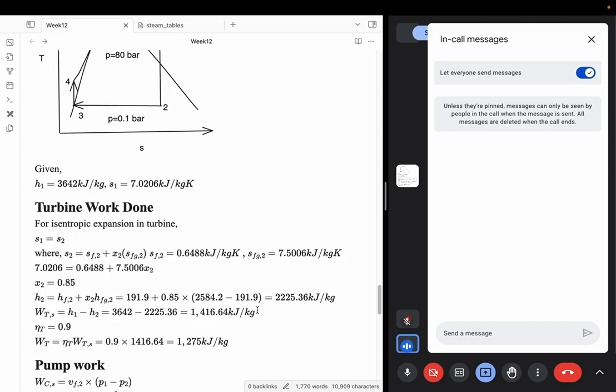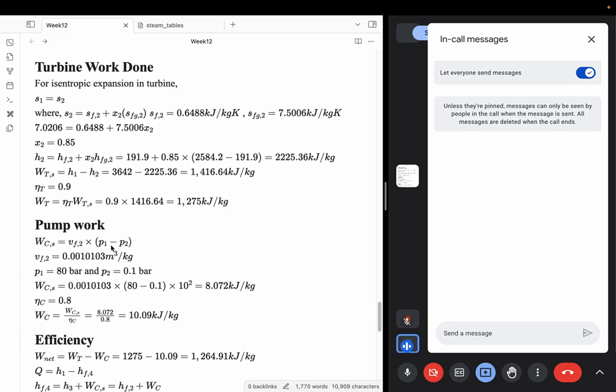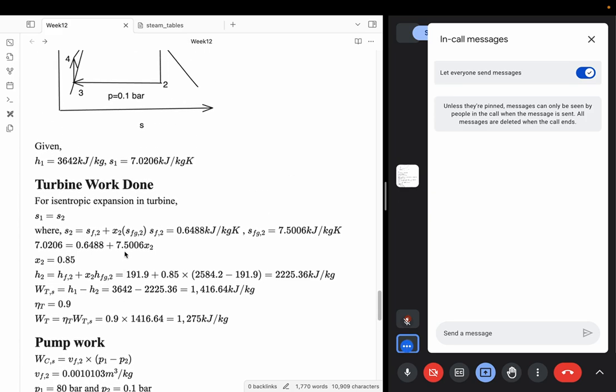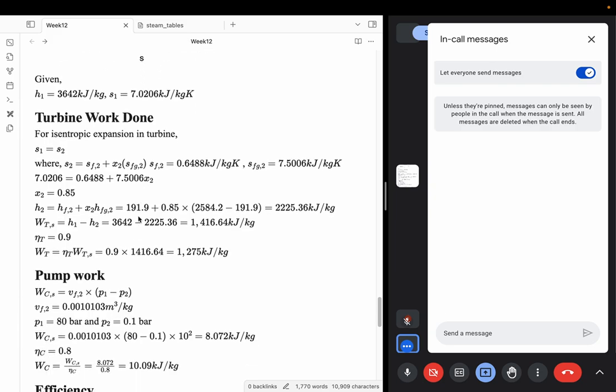But now it is given that the efficiency is 0.9, which means the actual work output from the turbine will be less than the theoretical one that you have calculated. So this will be 0.9 times whatever you have calculated in an isentropic process. So this is clear. Similarly, for the pump, we have derived the formula just now. It will be V times delta P, where V is the specific volume at the inlet of your pump.